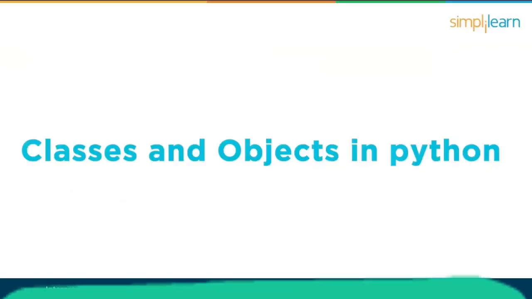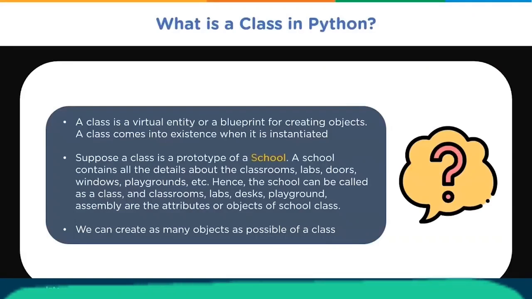Alright. So what is a class in Python? A class is a virtual entity or a blueprint for creating objects. A class in Python provides a means of bundling data and functionality together. You can think of a class as a school. So here school becomes your class. A school has attributes about the students, classrooms, labs, playgrounds, etc. Hence the school can be called a class, and classrooms, labs, desks, playground, assembly are the attributes or objects of a class.